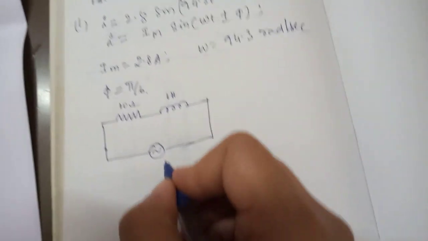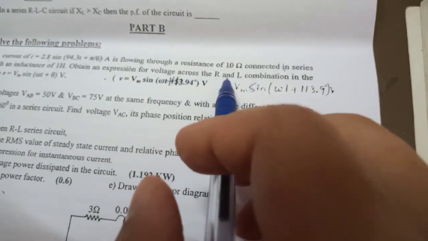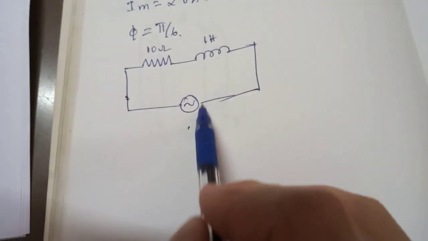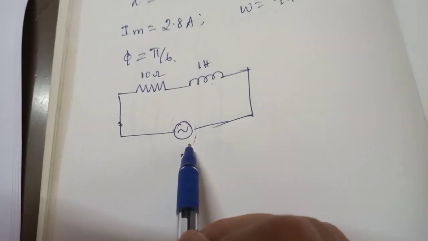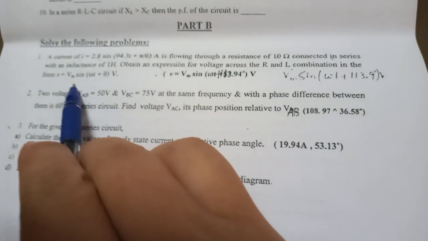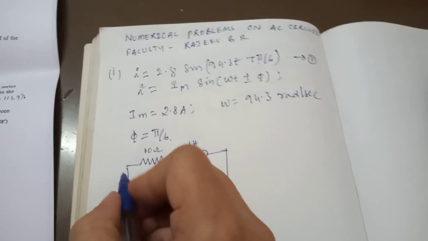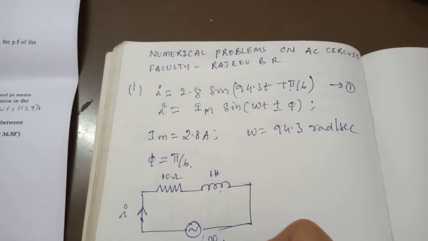I have to calculate it. See here, obtain an expression for the voltage across the R and L combination. Current is given, impedance is given, then you have to calculate the voltage, that too in the standard instantaneous form, Vm sin(omega t plus theta). In that form I have to write. For that, i is here and v is here. I have to calculate this v.